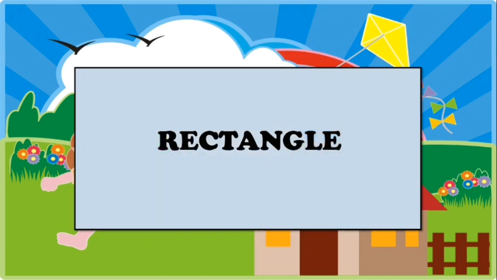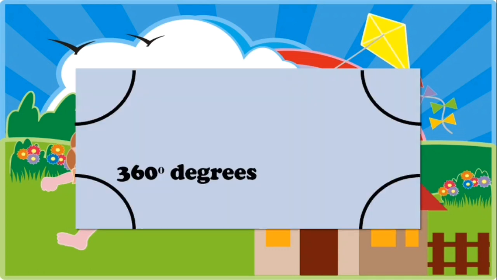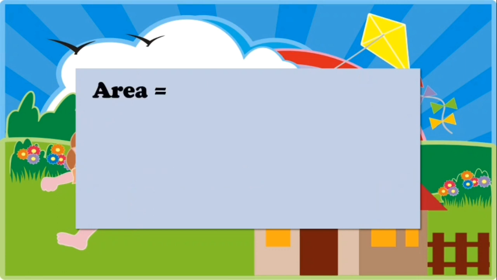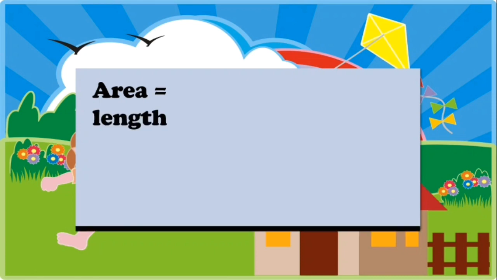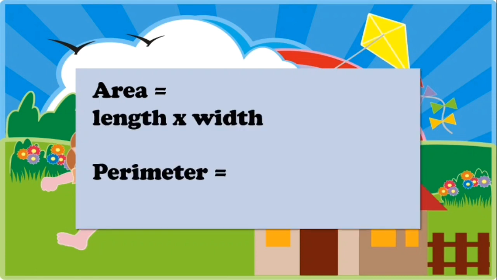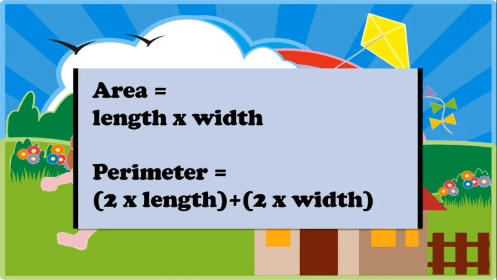Next, this shape is called a rectangle. A rectangle has 4 sides and 2 pairs of parallel lines. This side is called the width of a rectangle, and this side is called the length of a rectangle. The angles of a rectangle always add up to 360 degrees, and the area of a rectangle equals length times width, and the perimeter of a rectangle equals 2 times length added to 2 times width.